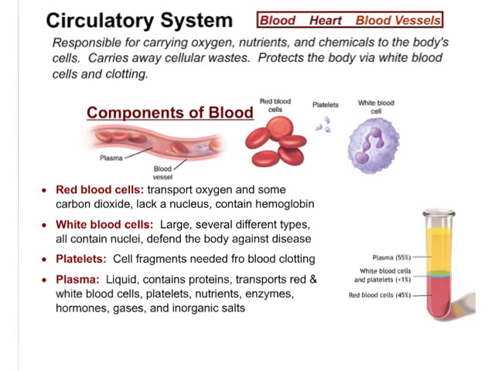Plasma is liquid and contains proteins. It transports red and white blood cells, platelets, nutrients, enzymes, hormones, gases, and inorganic salts. It's the liquid in which everything flows in the blood. Here's just a little breakdown of how much of each of these substances is in blood.